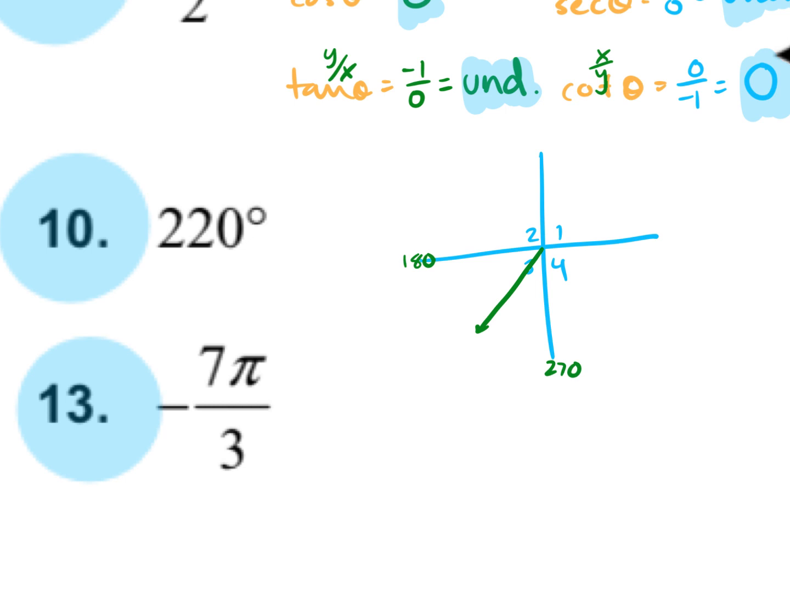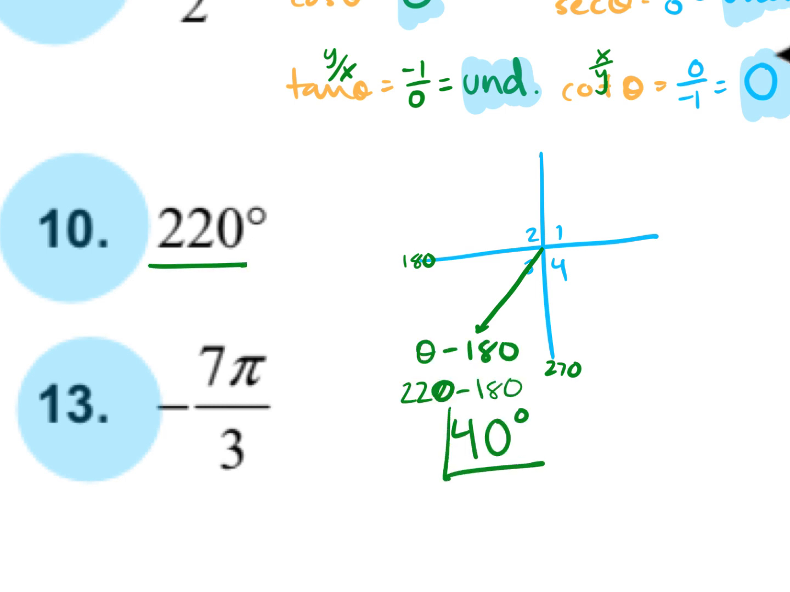What do you think our formula is? Theta minus 180. So 220 minus 180 would be 40. Can we leave our reference angle in degrees? Yeah, the question gave us degrees, so our answer has to be in degrees.